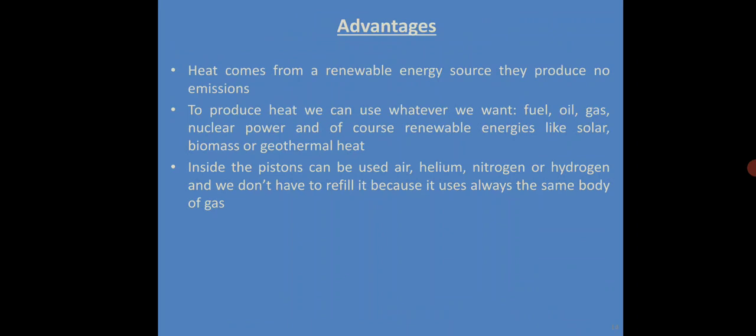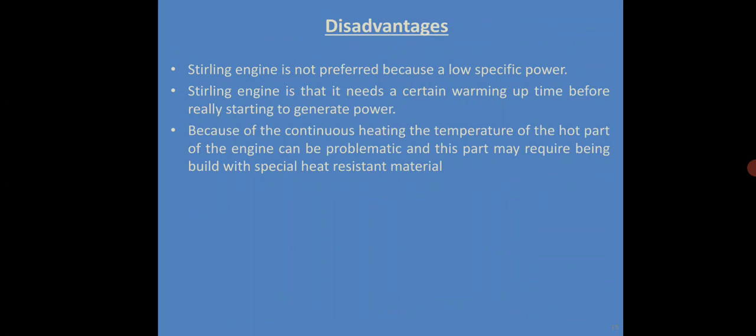Advantage. Heat comes from a renewable energy source. They produce no emission. To produce heat, we can use whatever we want: fuel, oil, gas, nuclear power, and of course, renewable energies like solar, biomass, or geothermal heat. Inside the piston can be used air, helium, nitrogen, or hydrogen, and we don't have to refill it because it always uses the same body of gas.